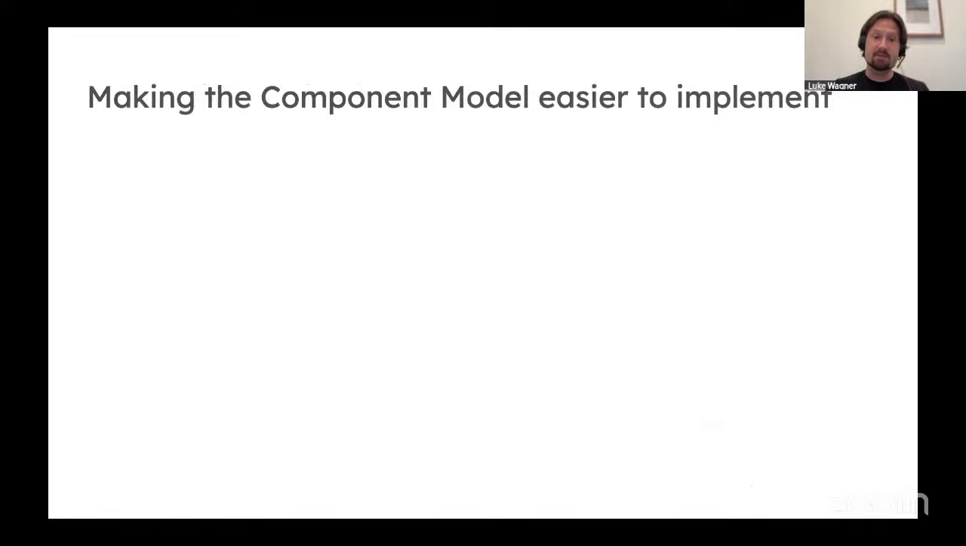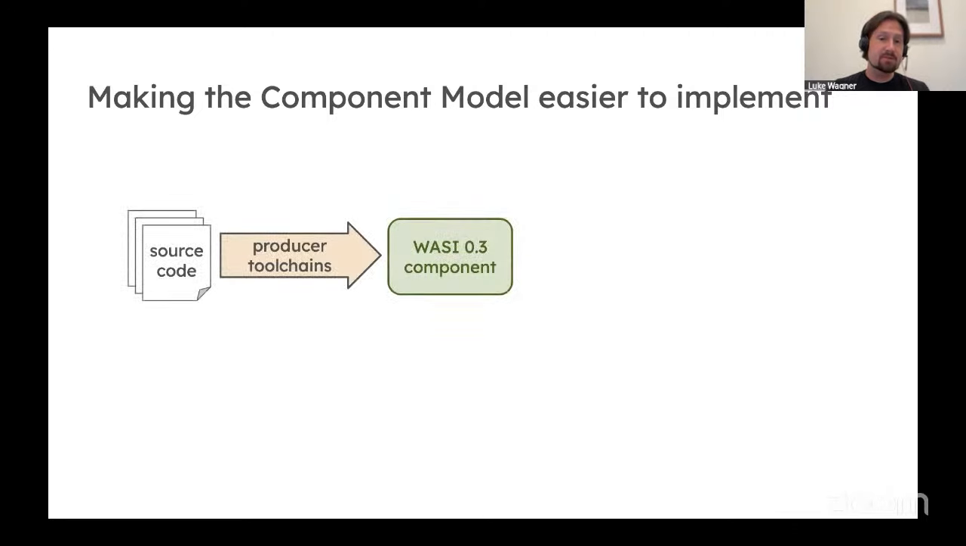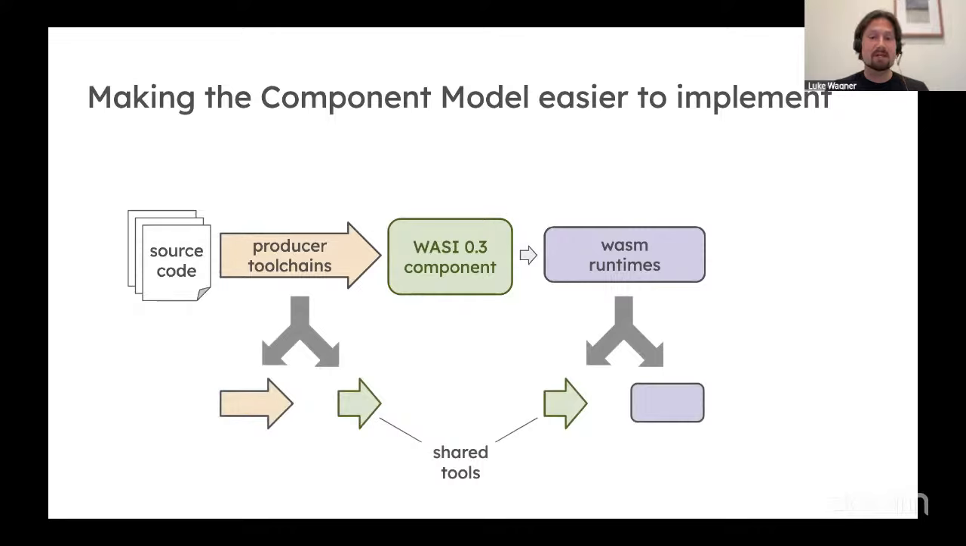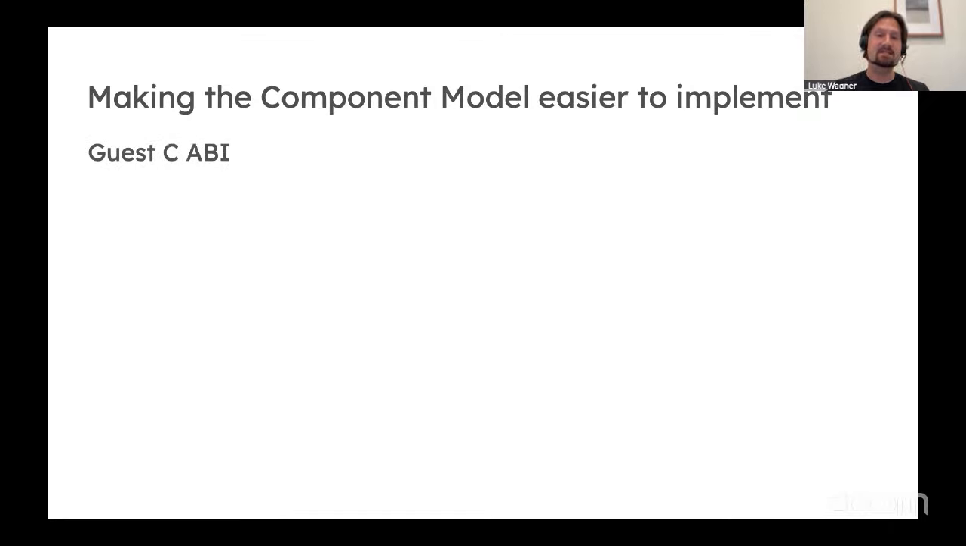So then, third to do is to make the component model easier to implement. And I think there are roughly 2 big categories of implementations here: producer toolchains compiling source code into components, and WASM runtimes executing components. And for both of these, there's an opportunity to factor out some common implementation work into shared tools. The high-level idea here is to boil WIT down into a pair of traditional C ABIs, one for the guest and one for the host, both expressible as header files. So let's dig into each one, starting with the guest C ABI.